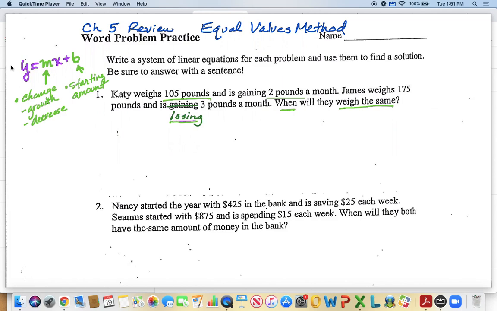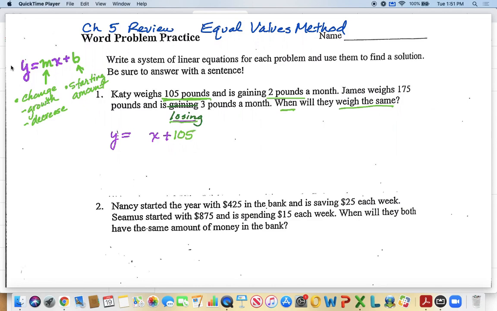If we were going to write the equation for Katie, we would write y equals, and I can just go ahead and write the x here. We're going to leave a space, plus something. So let's now put in our starting amount. Well, that was 105 pounds. And so we're going to put that where the starting amount goes, which is where the b goes. That's at the end of the equation. So 105 goes in there.